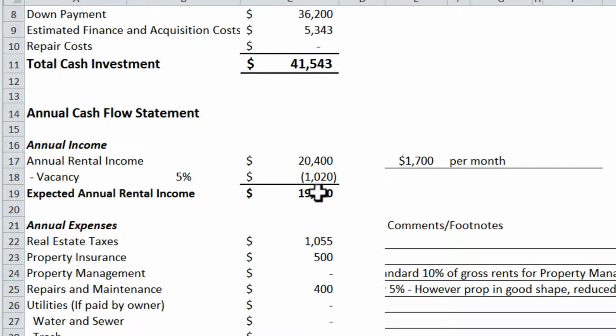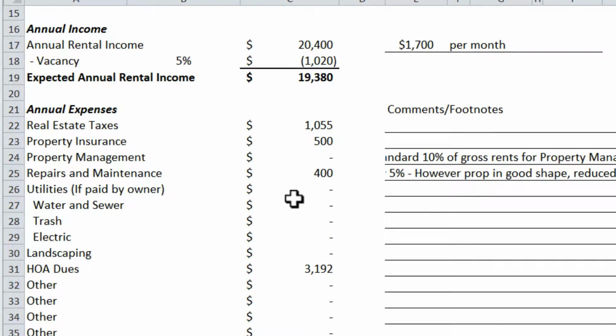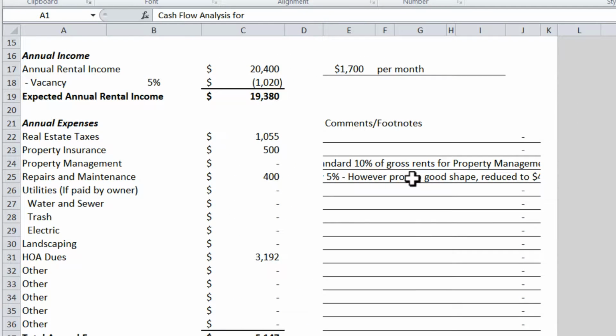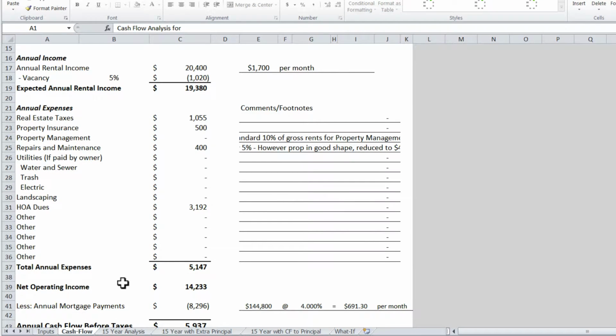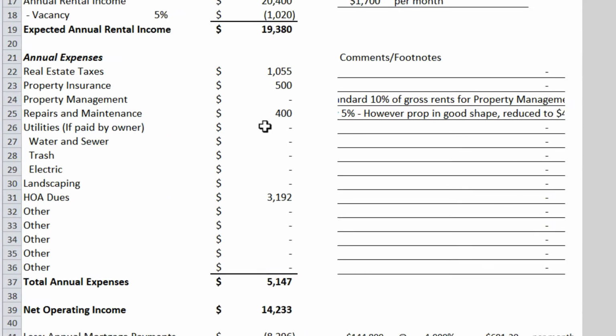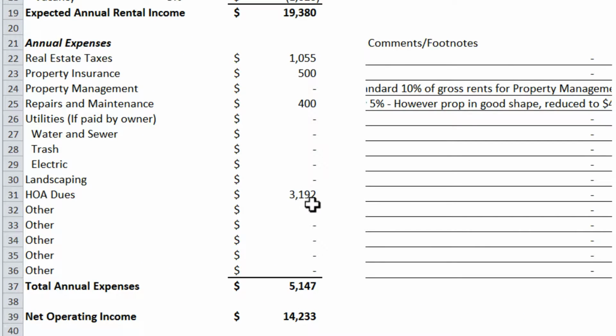This is going to give us our expected annual rental income, minus our annual taxes, minus our insurance, minus property management. We don't have property management. He's managing it himself. Repairs and maintenance, generally 5%. However, property is in good shape, reduced to $400. This gets cut off because I had to format this page so it would all print on one sheet. So you can take these with you. But again, if you wanted to see that note, you could go back to the inputs tab if it's too long. We don't have any other expenses. HOA dues, no other items.